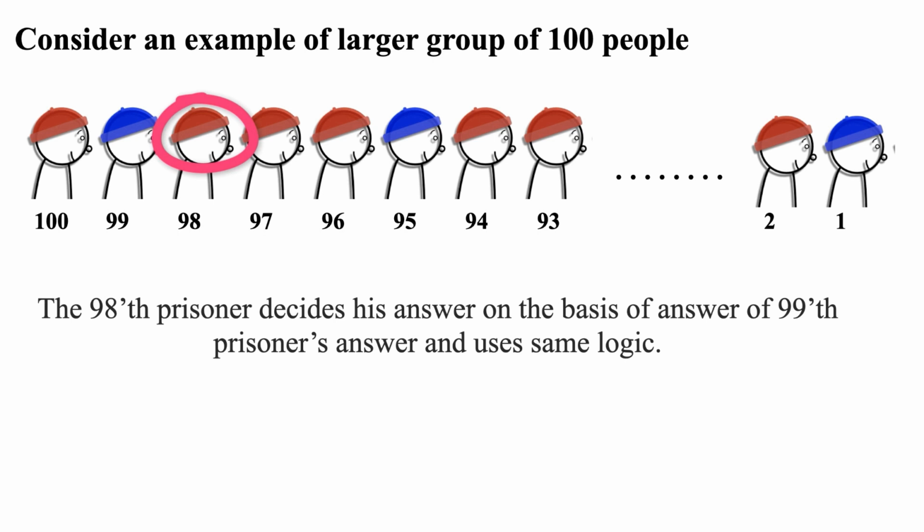So all other prisoners follow the same approach that the 99th prisoner followed. So that's all about the logic. Hope you understood the approach required to solve this kind of puzzle.